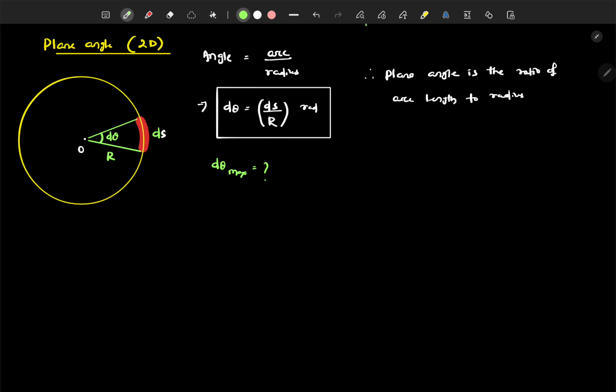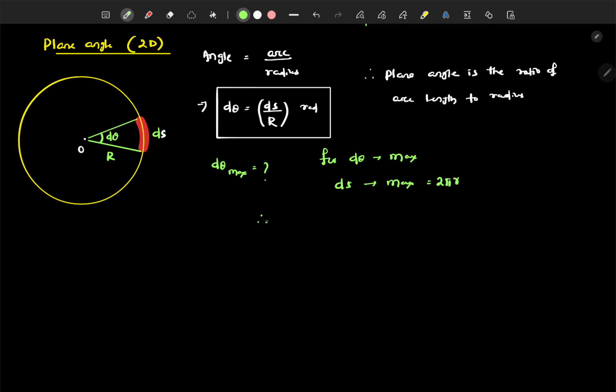Yes. So for d theta to be maximum, remember, ds should be maximum, because d theta depends upon ds. And what is the maximum value of ds? ds means length of the arc. So the maximum value of the length of the arc is 2 pi r.